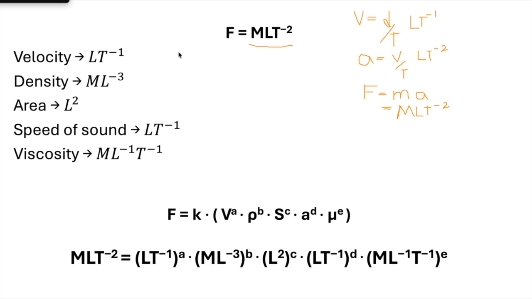The other dimensions are written as follows. Velocity is L T minus 1, which I have already briefed here. And then for density, this is M L minus 3. Area is L squared. Speed of sound is L T minus 1. And then viscosity is M L minus 1 T minus 1. So these are all derived through their basic definitions.